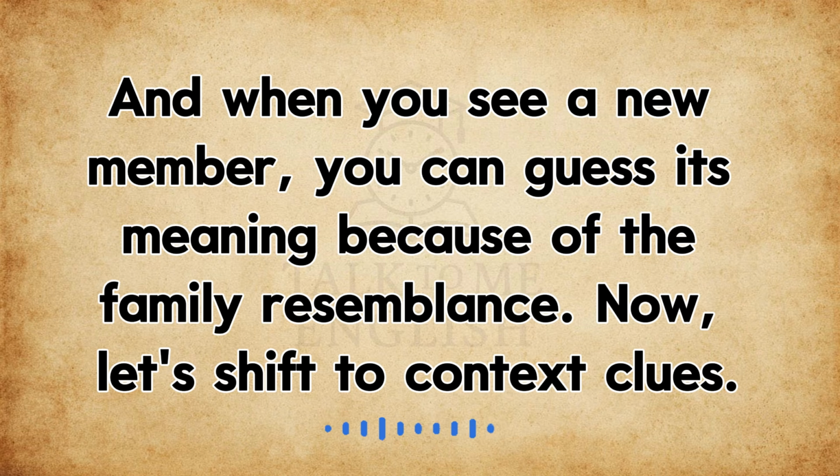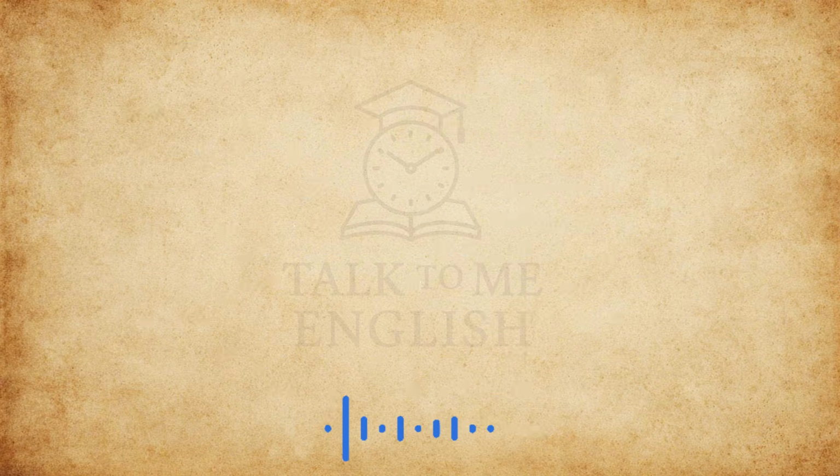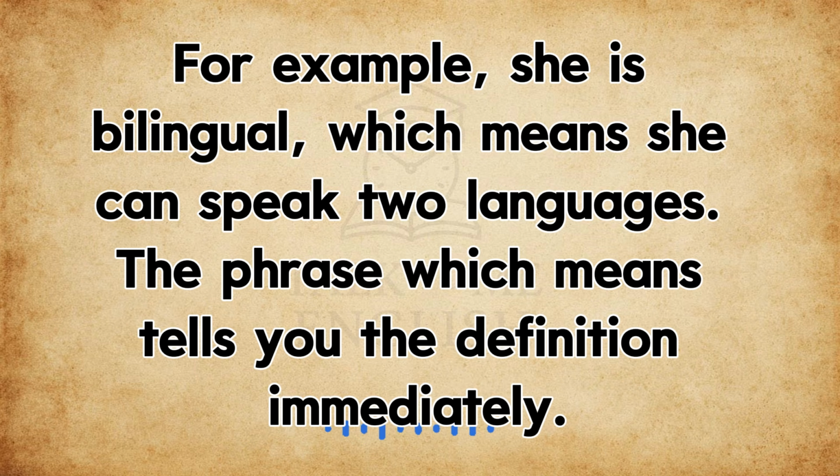Now, let's shift to context clues. In sentences, there are usually 4 types of clues that help you understand new words. First, sometimes the sentence gives you a direct explanation. For example, she is bilingual, which means she can speak 2 languages. The phrase which means tells you the definition immediately.